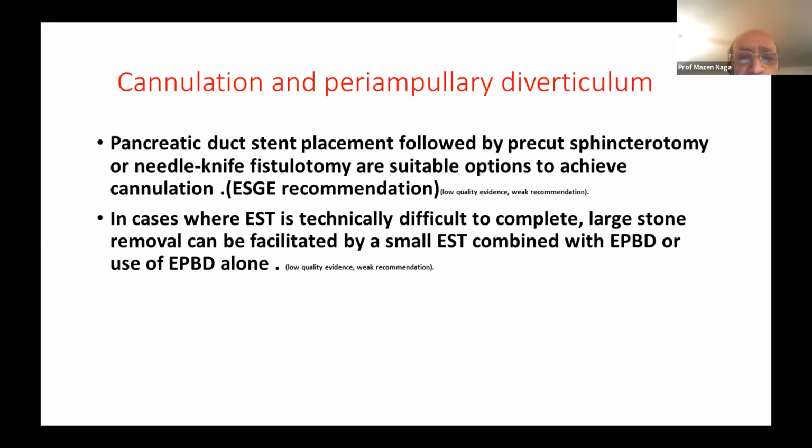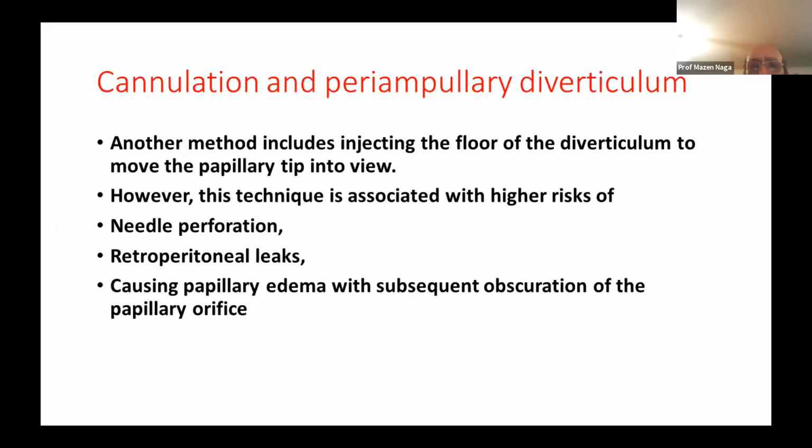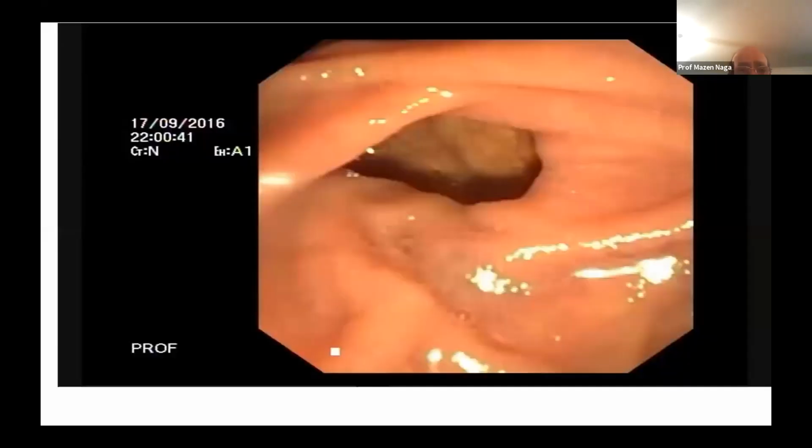In case EST is technically difficult to complete, large stone removal can be facilitated by large balloon dilatation after small sphincterotomy. Another method includes injecting at the floor of the diverticulum to move the papilla outside the diverticulum. However, this technique must be used cautiously because of the high risk of needle perforation, retroperitoneal leaks, and sometimes causing edema of the papilla with subsequent obstruction of the papillary orifice.